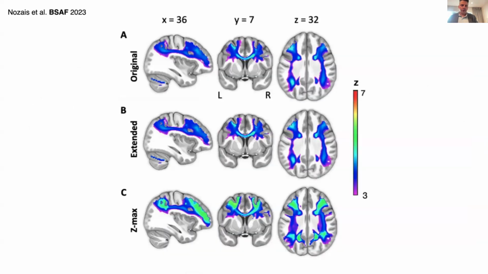You can also study things like working memory, where you can see that working memory mainly involves frontoparietal connections. This is the original analysis; the analysis with the extended streamlines did not improve much. But when you split association, projection, and commissural fibers and you do a Z-max here, you see way more significant results. And that is because frontoparietal connections cross with a lot of commissural and projection fibers that will dilute your signal.